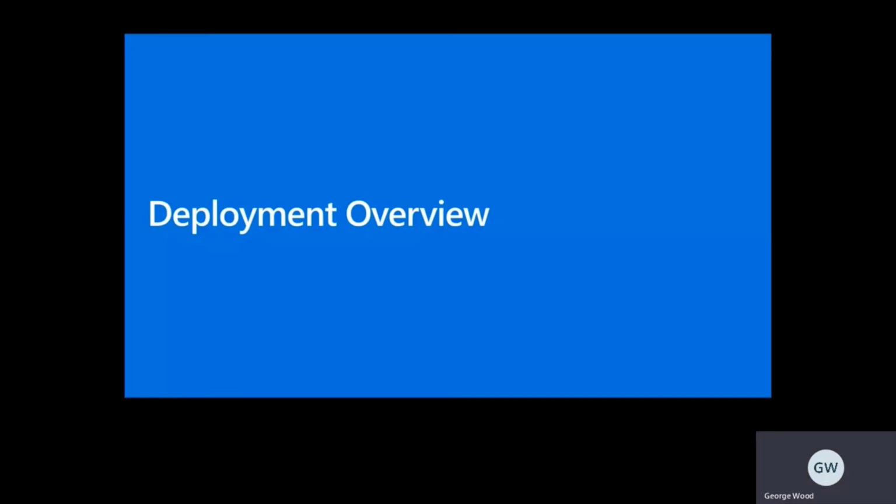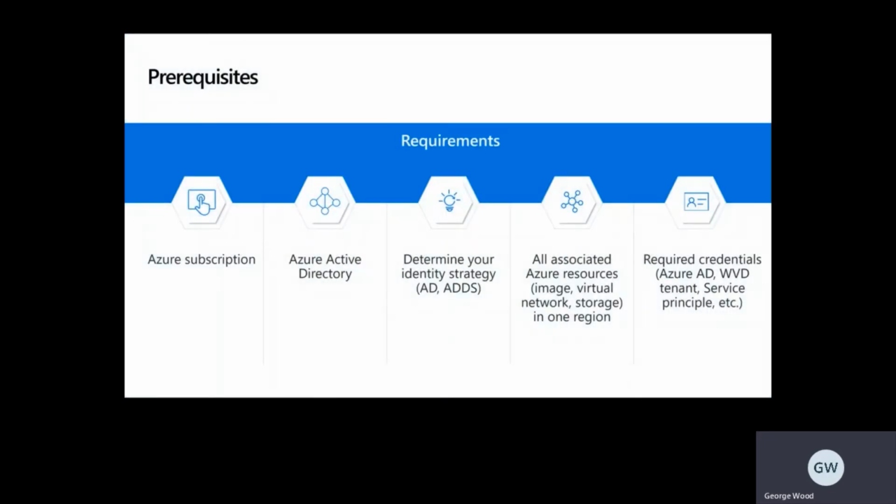So we've got to the deployment overview section, and this is pretty high level, taking a look at all of the different requirements and considerations that you might want to make when thinking about deploying Windows Virtual Desktop. There are a few core requirements. One of those is an Azure subscription with all of the associated Azure resources, of course, an Azure Active Directory, and also whether you're going to go for a traditional domain controller or Azure Active Directory Domain Services, and making sure that you're building out all the credentials within that identity provider as much as you can.